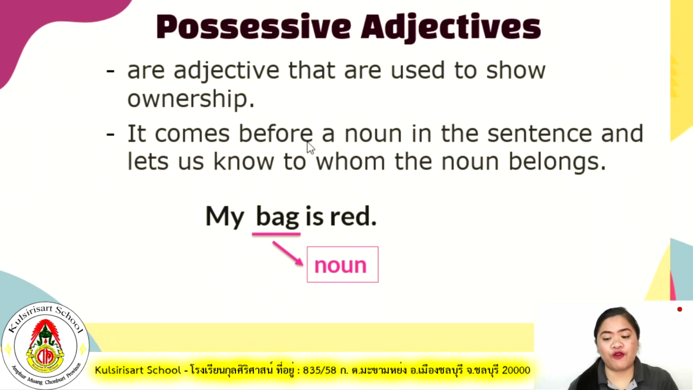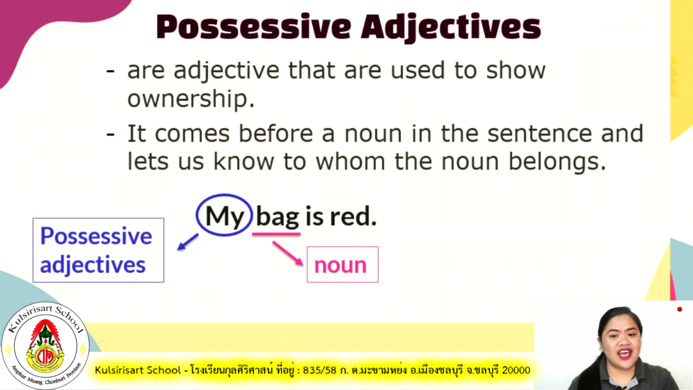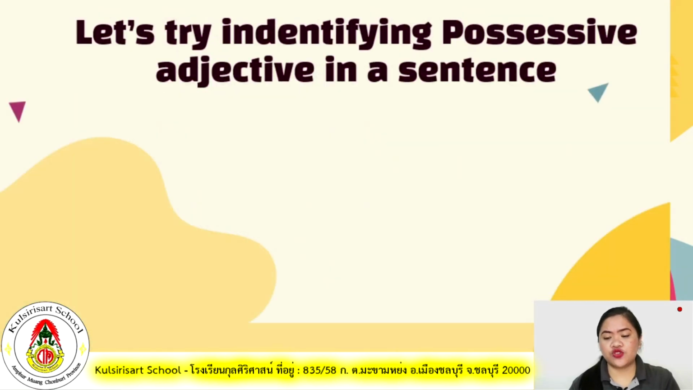It comes before a noun. So bag is the noun. What comes before bag? Very good, the word my. So in this sentence, the possessive adjective is the word my. Again, let's read the sentence. My bag is red. The noun is bag, and the possessive adjective is my.